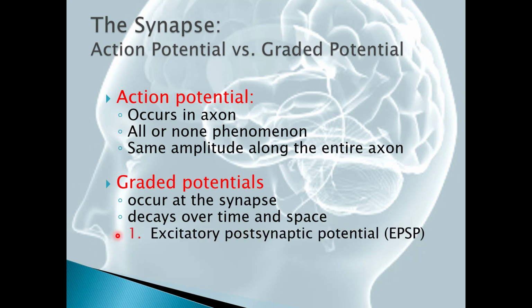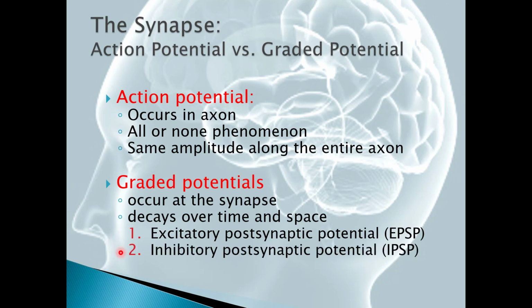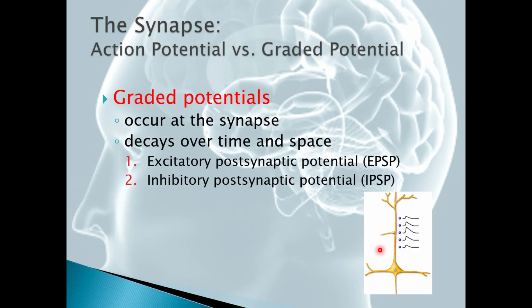And so we're going to talk about two: an excitatory postsynaptic potential, or an EPSP, and an inhibitory postsynaptic potential, an IPSP. So if you remember that the PSP stands for postsynaptic potential, I is for inhibitory, and the E is for excitatory, and we'll learn the differences between those in the rest of this video.